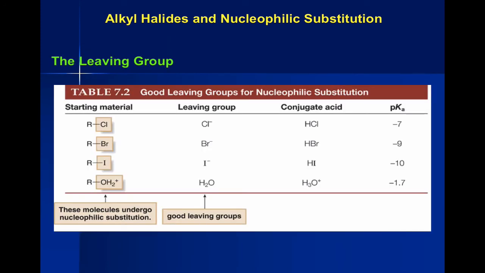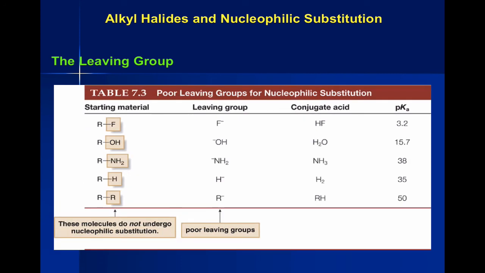So if you look at all the good leaving groups, if you will, so water is a good leaving group, iodide's a good leaving group, bromide's a good leaving group, chloride's a good leaving group, and what you'll notice is that the pKa's for the conjugate acids, they're all strong, right? They're all strong acids, meaning that the leaving groups are very poor bases. And so the better the leaving group, the poorer the base will be, if you want to think of it that way.